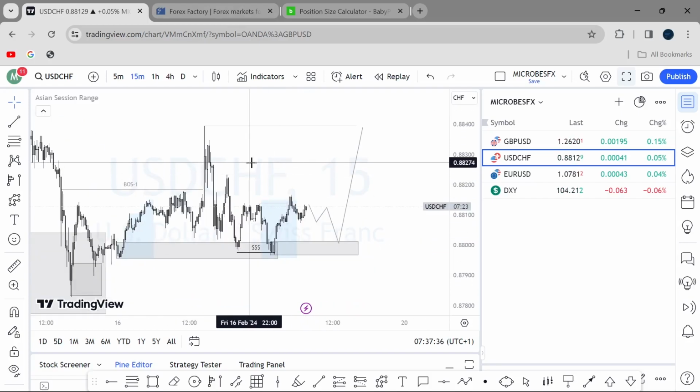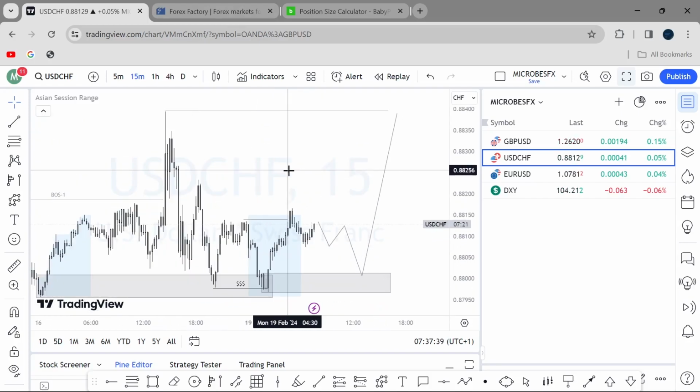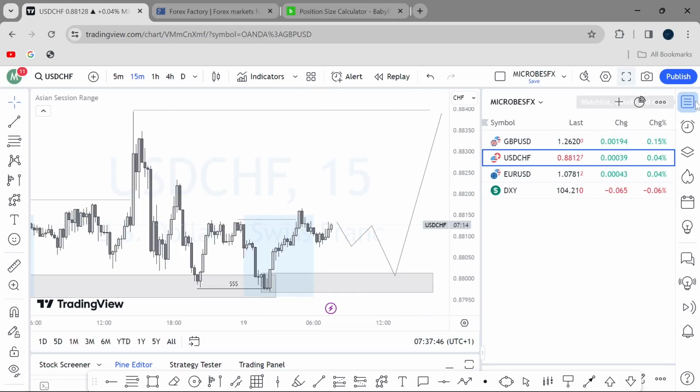So we'll see how price sets up for London, and we'll see if we get a potential entry on any of these trades. See you guys soon.